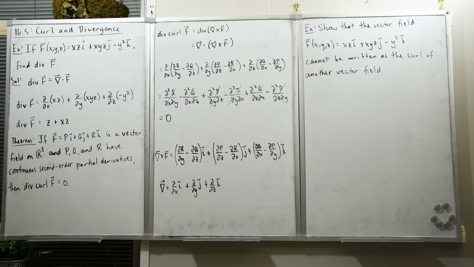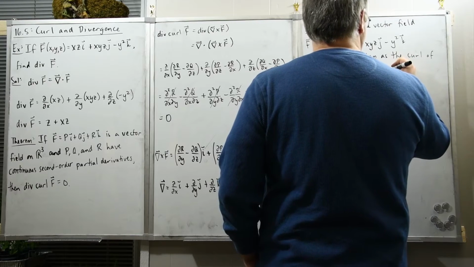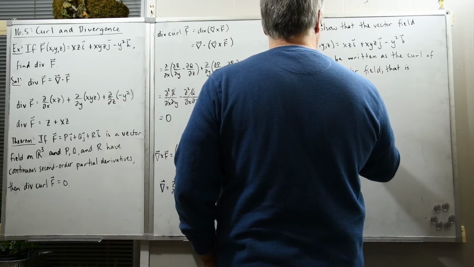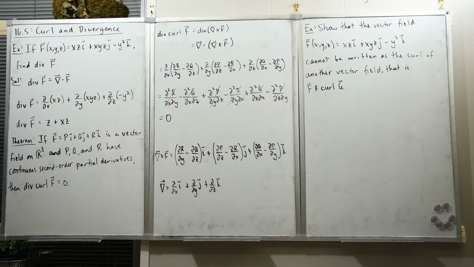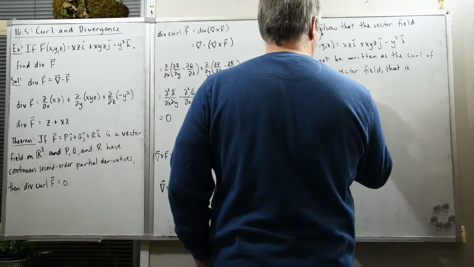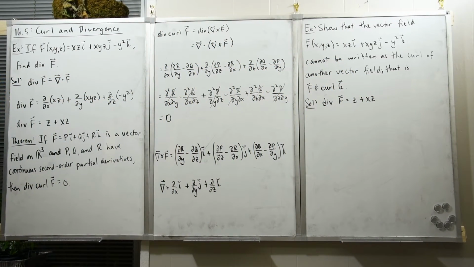Now, basically what we're trying to show here is that F is not the same thing as the curl of G for any vector field G. So let's go back to the divergence of F. We know that was z plus xz. And so that means the divergence of F is not equal to 0.